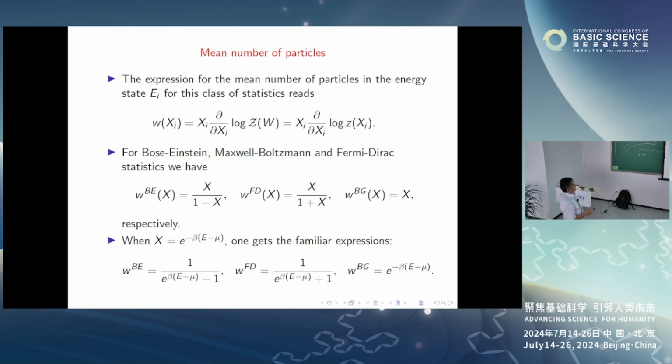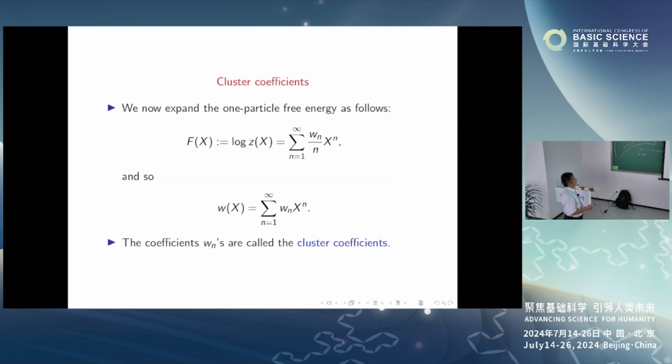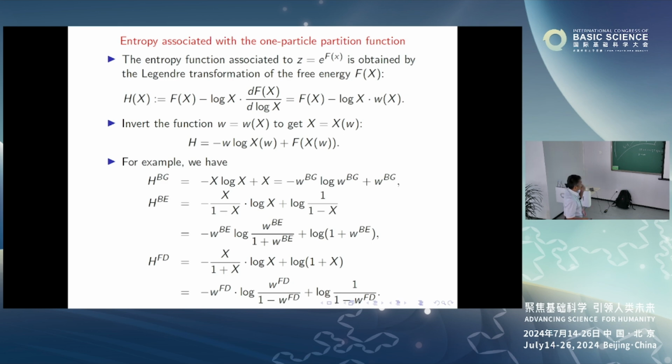And then, using statistical physics, we can consider the so-called mean number of particles. These are given by taking the logarithm of this thing. For Bose-Einstein, Maxwell-Boltzmann, and Fermi-Dirac, they are given by these expressions. If we plug this x back in here, then we get the original familiar expressions in the textbooks of statistical mechanics. These are very familiar. Then you can take the logarithm and consider the expansion, whose coefficients are called cluster coefficients, following what is practiced in statistical mechanics.